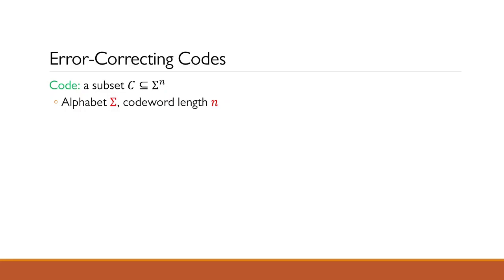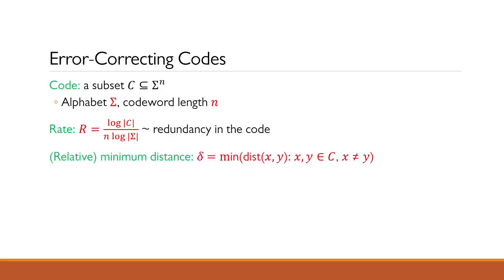And the code has some parameters that measure how good the code is. One is the rate of the code, which measures the redundancy in the code. Another important parameter is the minimum distance, or relative minimum distance, of the code, which we denote by delta. It's defined to be the minimum possible distance between two distinct codewords, where the distance between two codewords x and y is defined to be the fraction of coordinates where x and y differ.